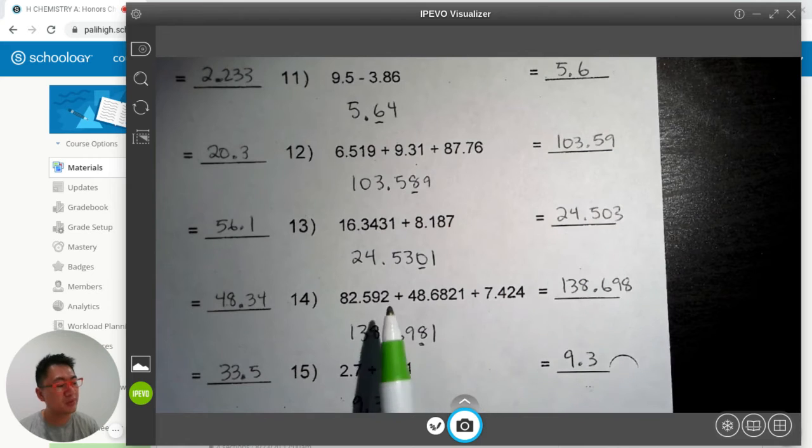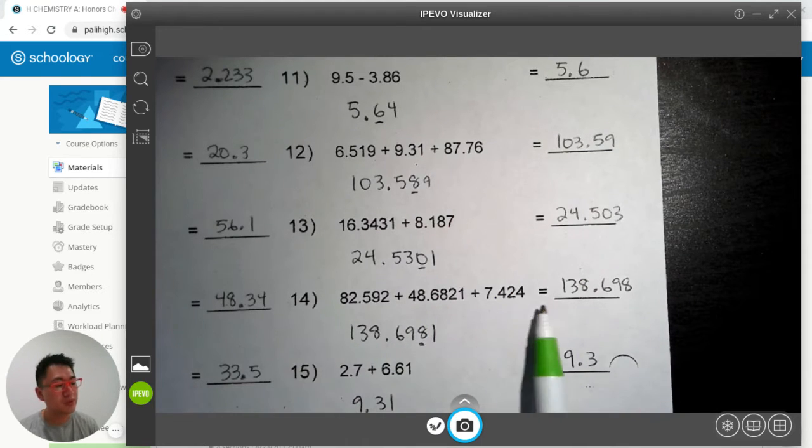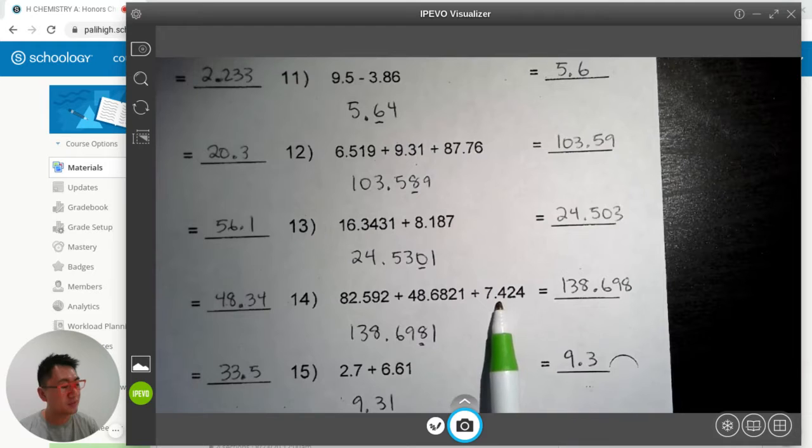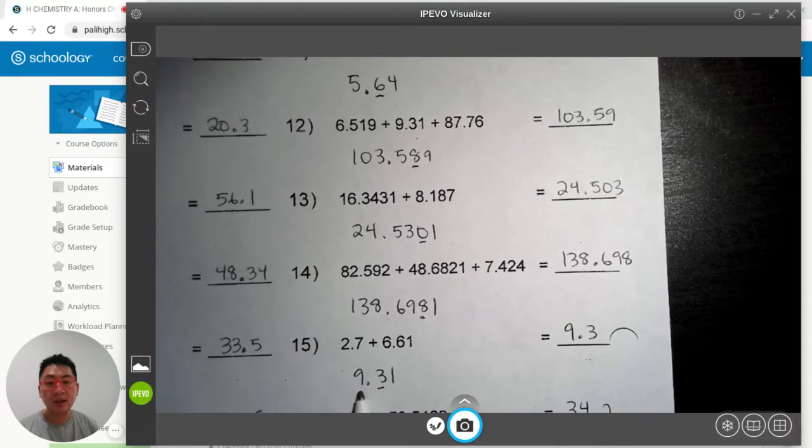13, 24.503, 3 places after decimal point. Number 14, 138.698, because it's 3 places after decimal point. That first and the last number are 3 places after decimal point. Question number 15, it's 9.3 because 2.7 is only 1 place after decimal point. I need to round to 1 place after decimal point.